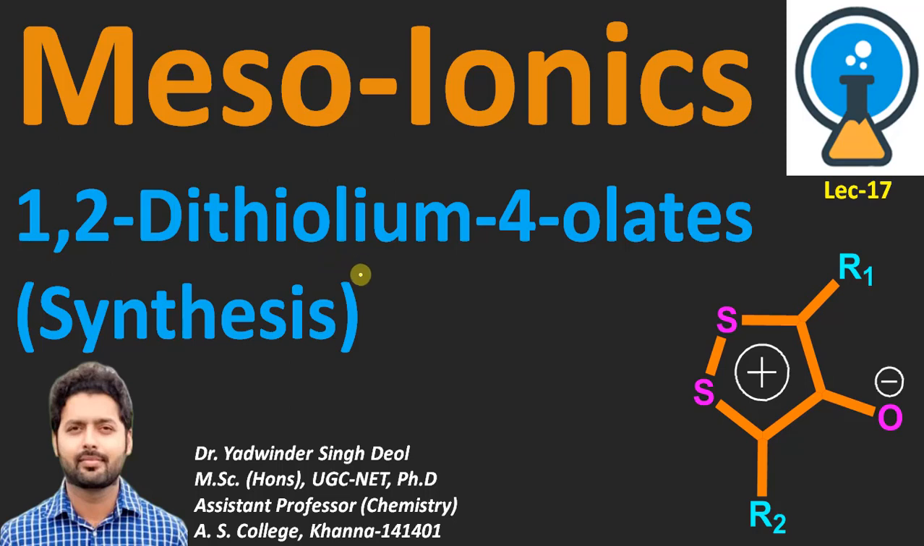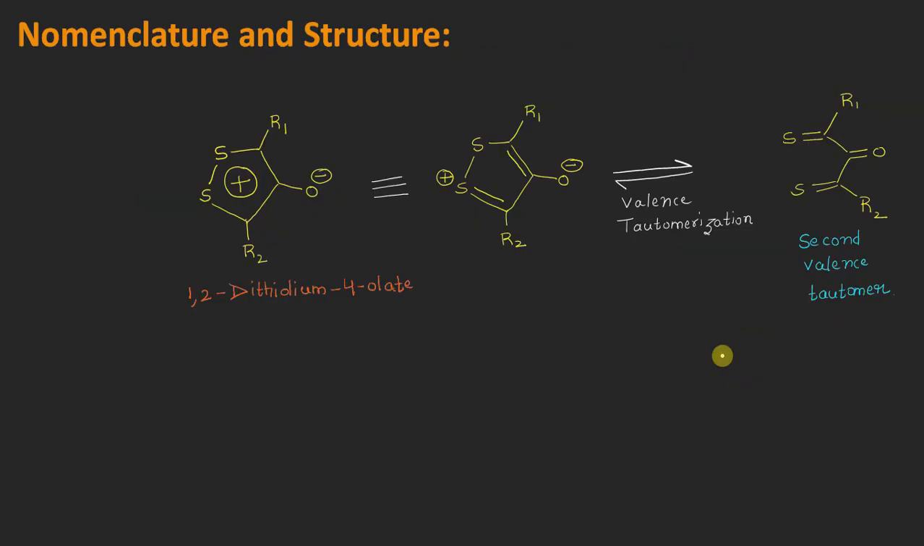Okay, here is the second type B meso-ionic molecule, and it is the 1,2-dithiolium 4-olate containing 2 sulfur atoms in the 5-membered heterocyclic ring structure. And this whole video is about the synthesis part. We will be talking about 2 different syntheses by which we can prepare these 1,2-dithiolium 4-olate molecules. But before that, I want to go into the nomenclature as well as the structure for this meso-ionic molecule.